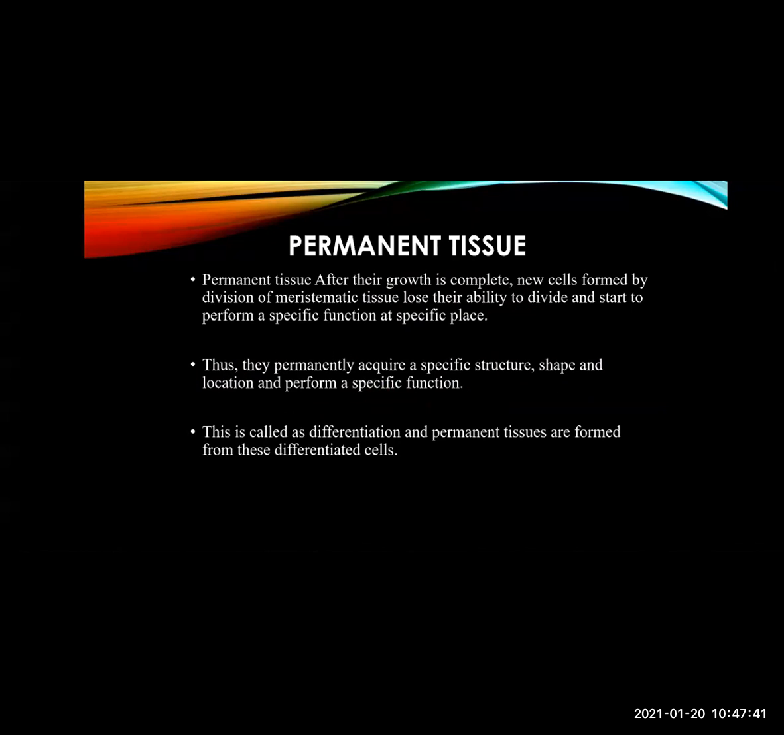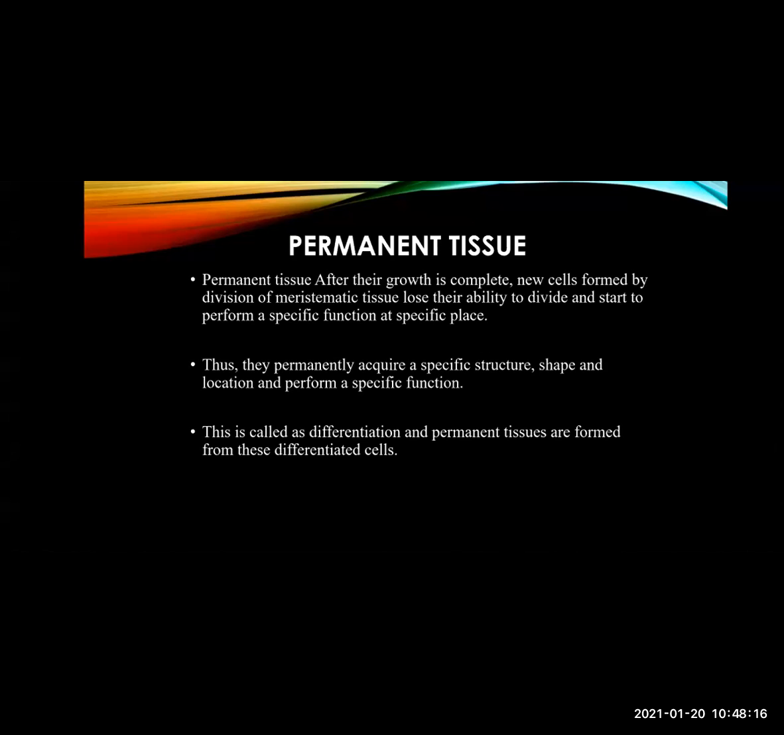This is called differentiation. What is differentiation? When the cell gets classified into particular type. Say for example, as I said, simple tissue. Some of the cells are performing the function of parenchyma. Some of the cells are performing the functions like collenchyma. Okay, so here they are grouped into different categories. They are differentiated. That is known as differentiation.